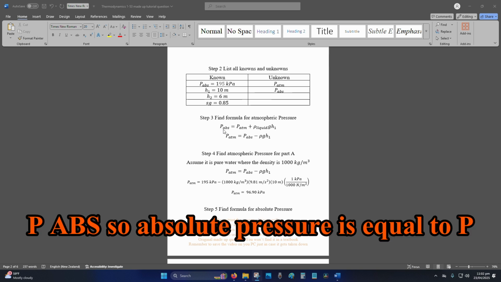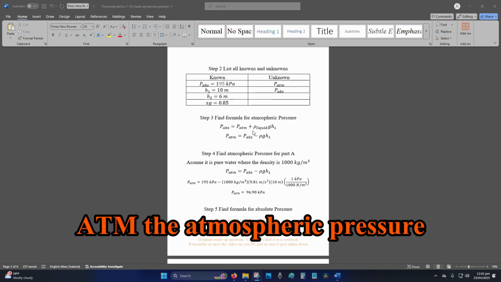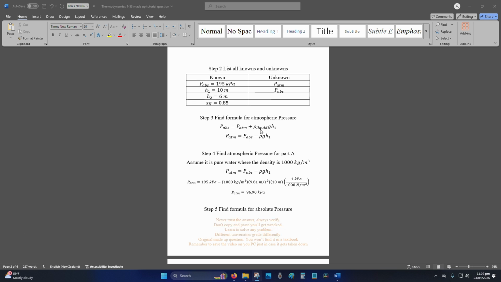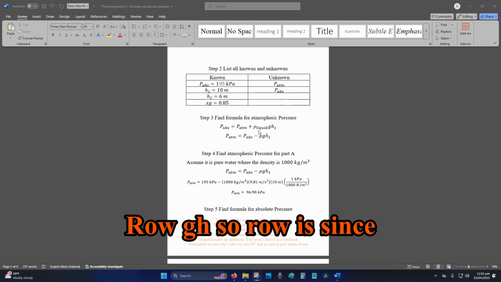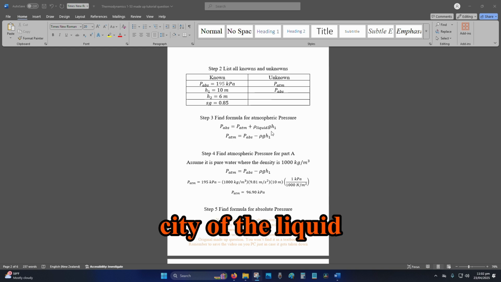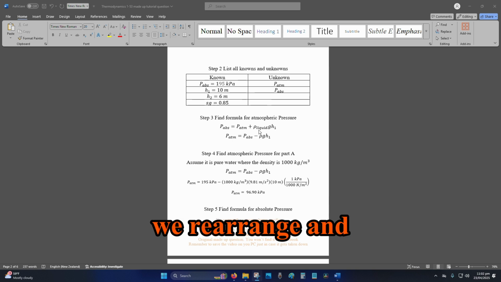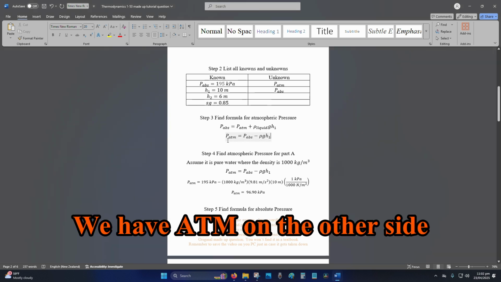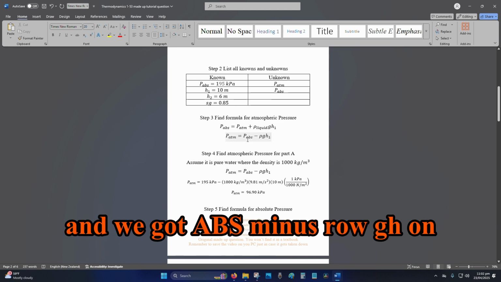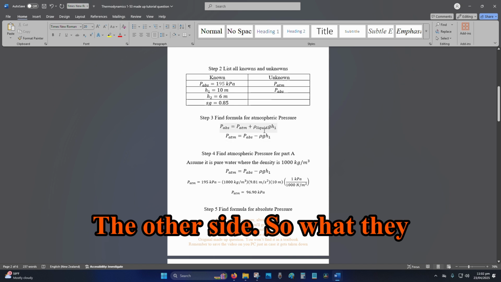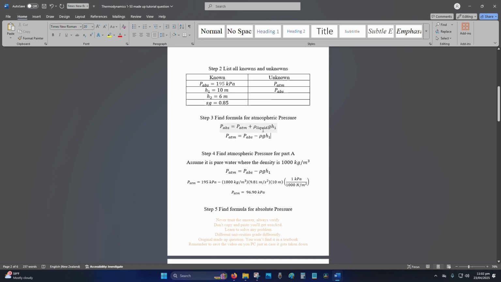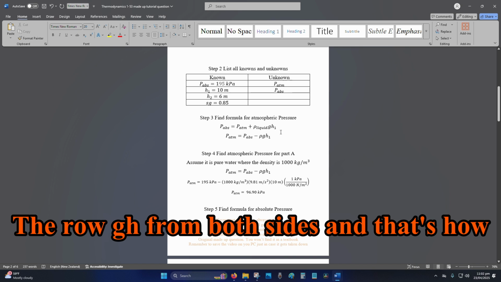So P_ABS, the absolute pressure, is equal to P_ATM, the atmospheric pressure, plus rho g h, where rho is the density of the liquid, g is gravity, h is height. We rearrange and we have P_ATM on the other side, and we get P_ABS minus rho g h on the other side. So what we did is we just subtracted the rho g h from both sides, and that's how we got to this equation.